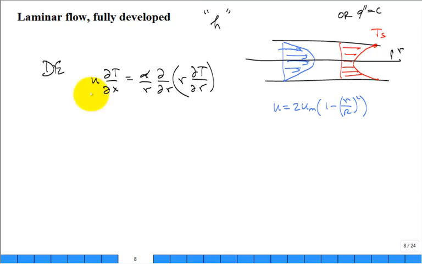We already know what U is. We just wrote it. There it is. You can substitute in there. We need some boundary conditions because it's second order in space. We'll take 2 boundary conditions.